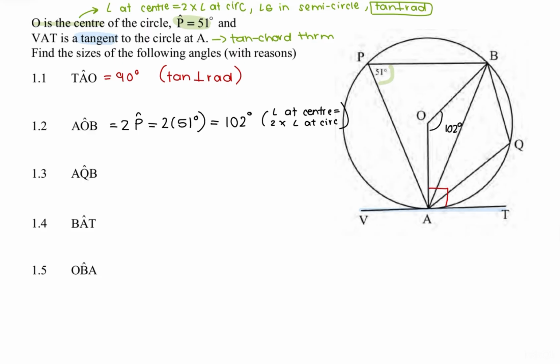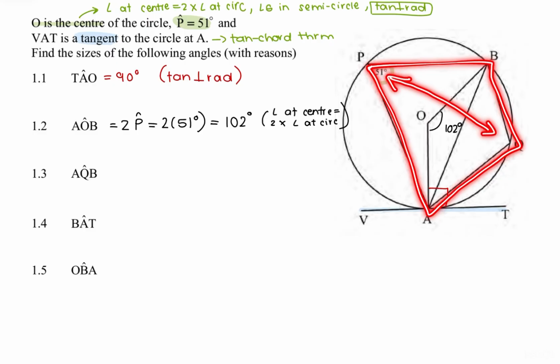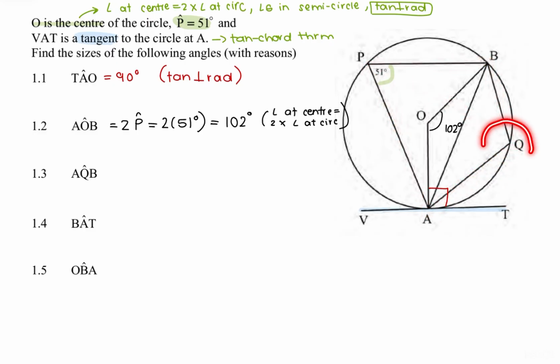Great stuff. Now we're going to AQB. AQB. Now look at the bigger picture. Do you see they've provided you with a cyclic quad? And we could use the opposite angles of a cyclic quad in order to solve for Q. Okay, and if you remember this theorem, it states that the opposite angles of a cyclic quad are supplementary, meaning that they add up to 180.